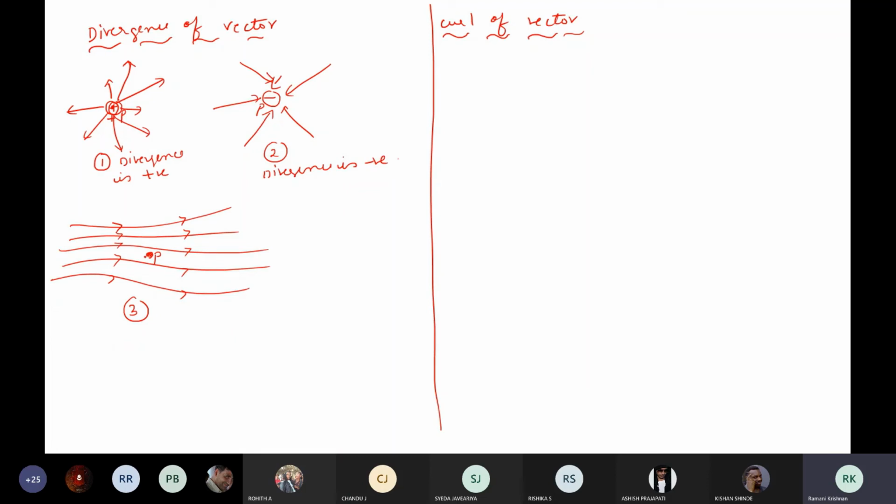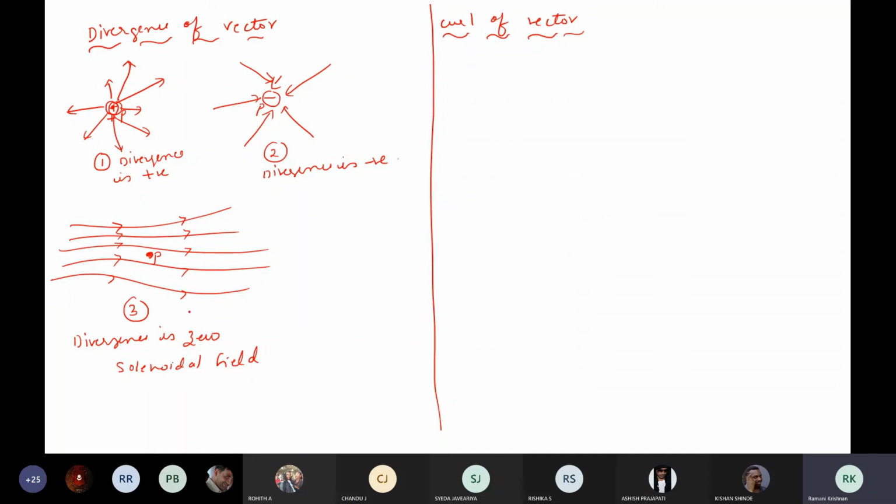So at this point, you are saying it is 0, no? Because the equal number of flux lines are meeting and leaving also. Here, divergence is 0. If divergence is 0, it is called a solenoidal field. Ma'am, how is it 0? Yeah, tell me. How is it 0? Why is it not 0?